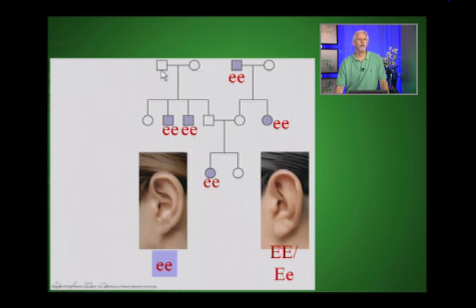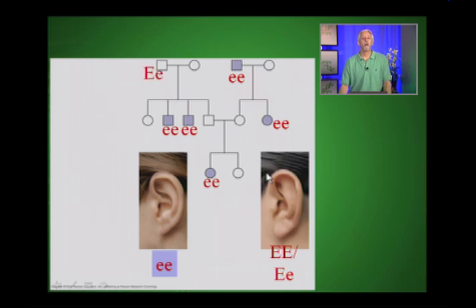So each of these parents has to have a recessive allele. We're seeing homozygous recessive here, so this parent has to have a recessive allele. We're seeing homozygous recessive here. This parent and this parent have to each have a recessive allele. So again, let's go ahead and build our pedigree based on that kind of information.